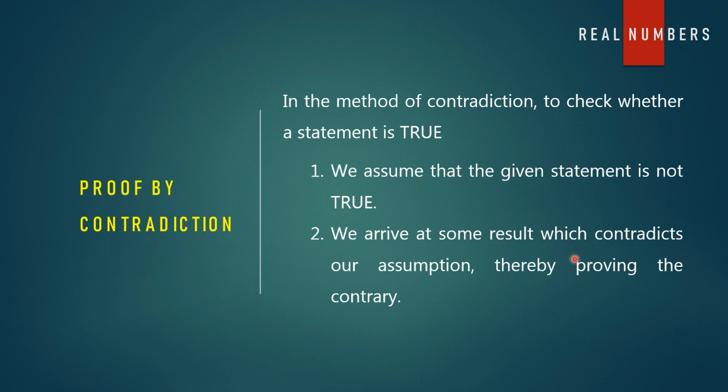What we will do in the method of contradiction, to prove any statement, we assume the opposite of the statement is true. But at some point of time, we will get a contradictory result. From that, we will conclude our assumption is wrong, which gives that the given statement is true. This complete concept will be clear if I explain one problem.